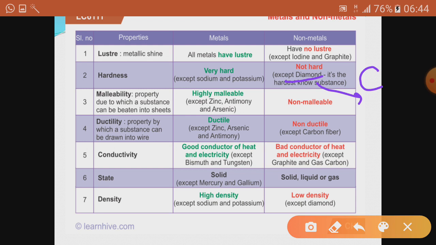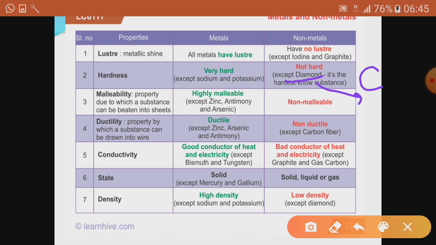Now conductivity. Metals are good conductors of electricity except bismuth and tungsten. Tungsten has a high resistance for electricity. So metals are good conductors. Exceptional cases are tungsten and bismuth. And non-metals are bad conductors. They have poor electrical conductivity, except graphite and the gas carbons.